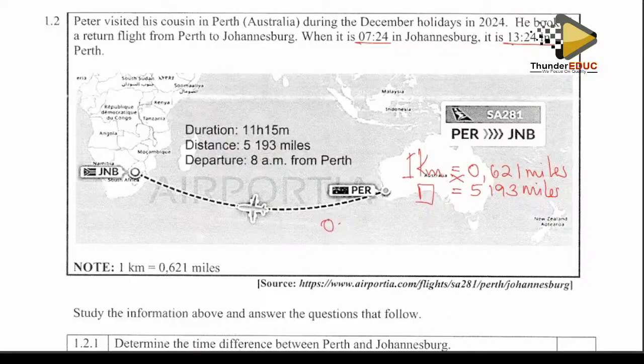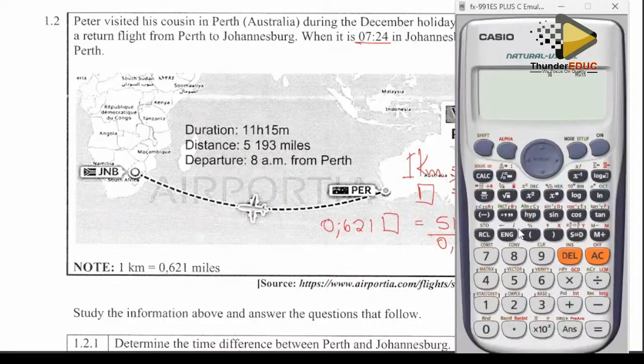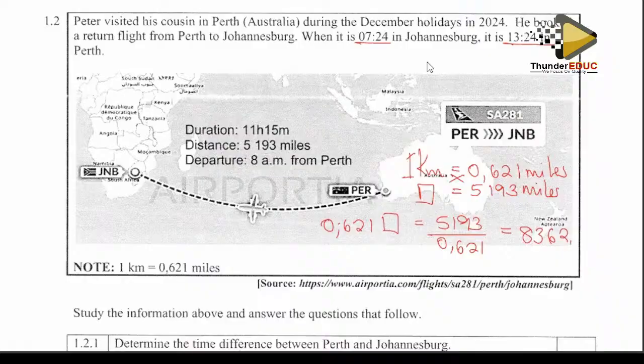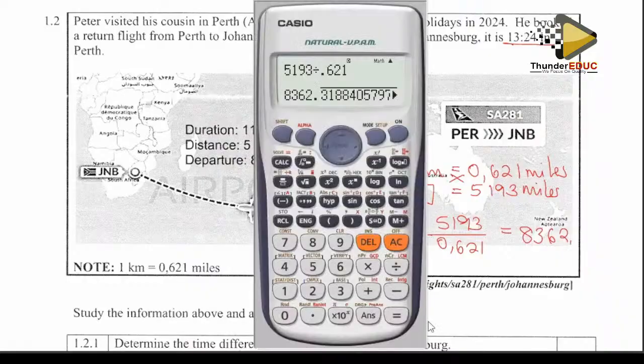So in that we remain with 0.621 times the unknown equals 5,193, in other words, I'm going to divide by 0.621. Which gives me, when I use my calculator, 5,193 divided by 0.621. So the answer is 8362.32.